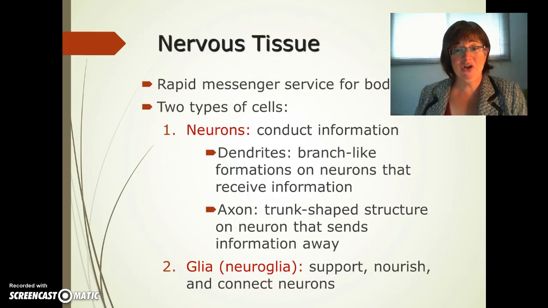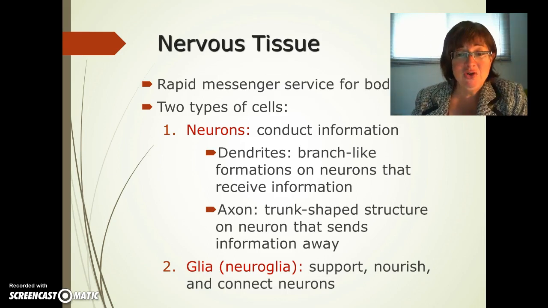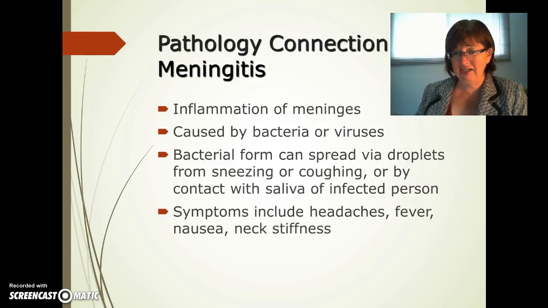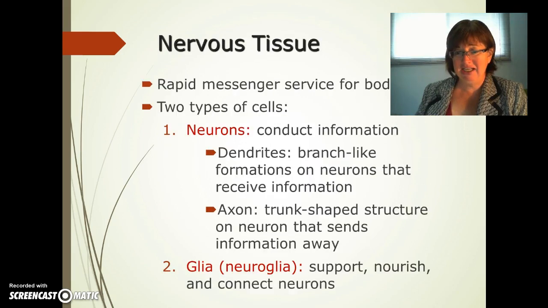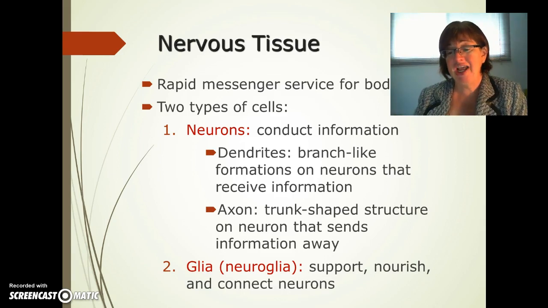The last type of tissue we're going to look at is nervous tissue. And the whole idea of nervous tissue is rapidly transferring a message from the body or for the body. So there are two types of cells. There's the neurons, which are actually the tissue that conduct the information, and there is neuroglia. The neurons have parts on the outside called dendrites, and on the inside, the dendrites collect the information and axons take it away. Then there is neuroglia, and you'll see the pictures in your textbook. The neuroglia support, nourish, and connect the neurons.